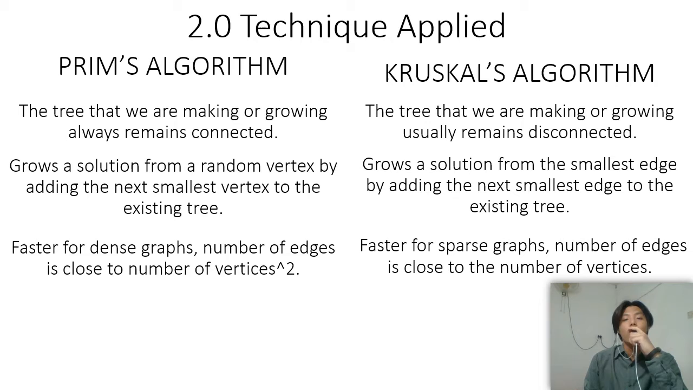Next, Kruskal's algorithm. The tree that we are making or growing usually remains disconnected. Kruskal's algorithm grows a solution from the smallest edge by adding the next smallest edge to the existing tree. And Kruskal's algorithm is faster for sparse graphs. A sparse graph is one where the number of edges is close to the number of vertices. That's all from me.